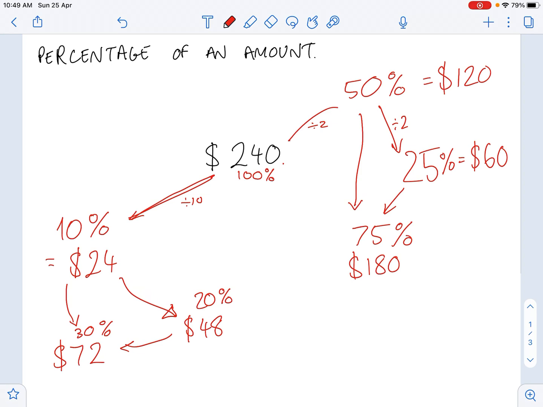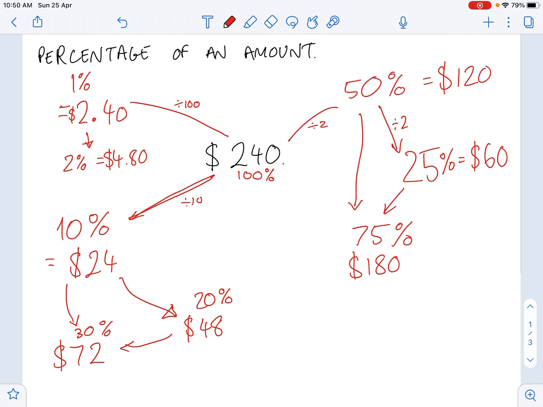Probably the most useful percentage you can find of anything is 1%. Because if I've got 1%, I can then multiply to find any other percent. So if I take 240 to get 1%, well, I need to divide by 100. Percent means divide by 100. So I get $2.4. So 1% is $2.4, or $2.40 would be better. From there, I could double that to get 2%, etc., etc. Loads of different things you can do, just finding the links.